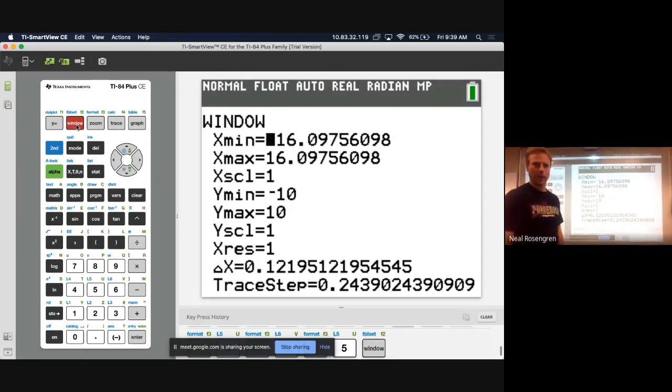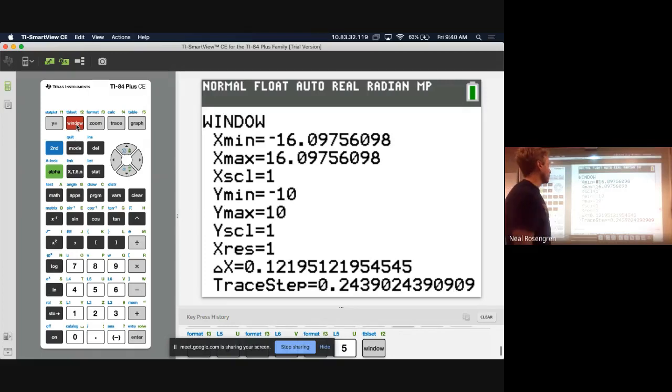of those buttons. Okay, because window will tell you how far to the left and how far to the right, how far down, and how far up do you want me to go? And how often do I want my tick marks on my graph? These two are what happens when you just press the left and right arrow keys when you're in the graph itself. Your delta x and then your trace step.